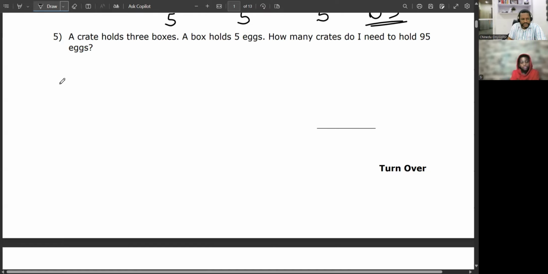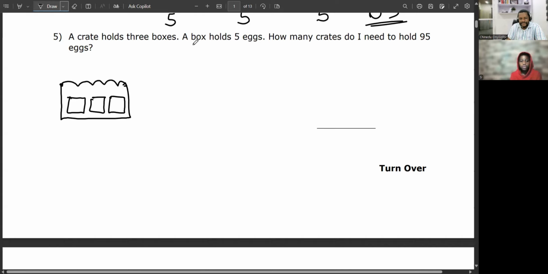Good. So a crate, let's assume this is a crate. It holds how many boxes? 3. Good. Right? Does it make sense? Yes, sir. Good. And next?